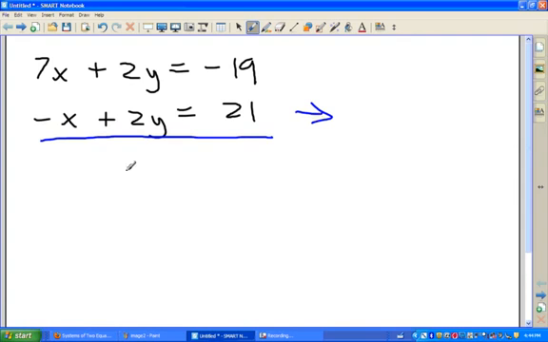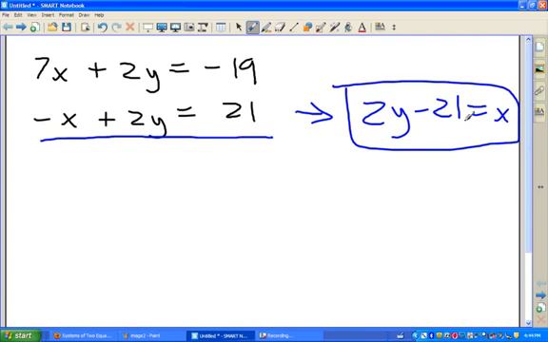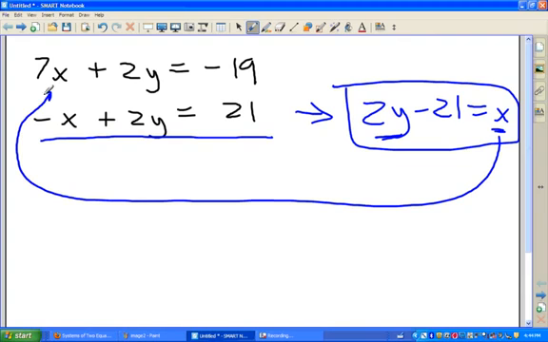If I move the x to the other side of the equation by adding x to each side, I'm going to be left with, I think, 2y minus 21, which I moved over here, equals, and if I bring x over by adding x to each side, I'm just going to get x. And that's what I wanted to do. That's not my answer, but that's x equals 2y minus 21. I have one variable in terms of the other, and I can just plug it into the other equation wherever it appears. It appears right there.